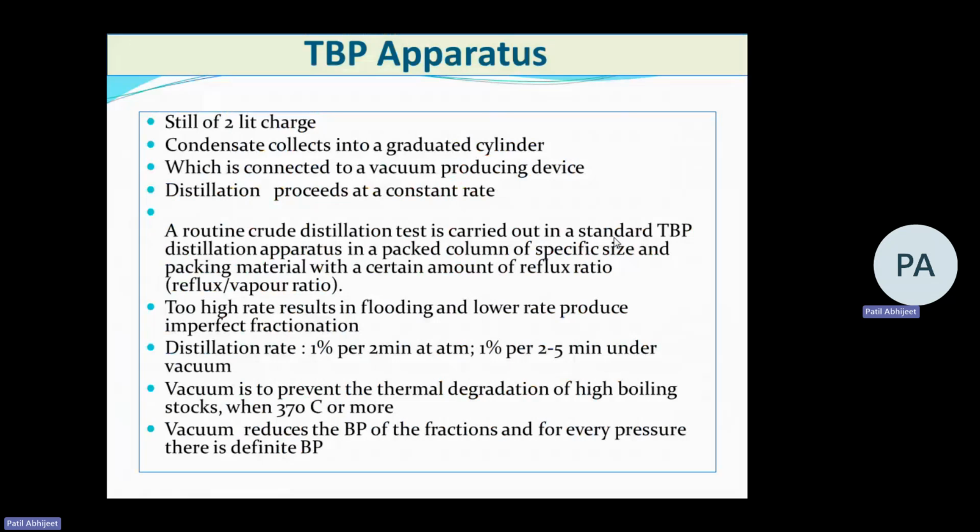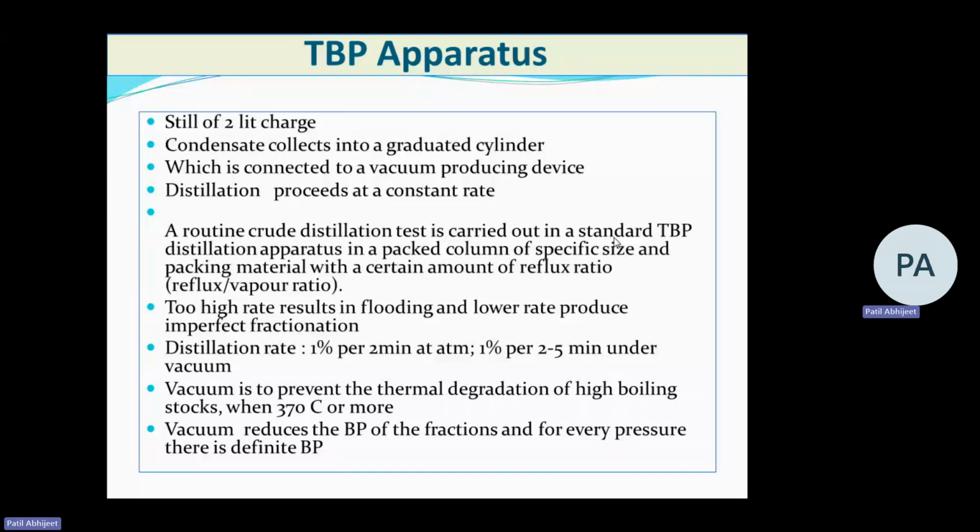So high reflux ratios are not preferred here, that is reflux to vapor ratio, because a high reflux ratio may result in flooding. A lower rate may produce some imperfect fractionation. If you ask me about the distillation rates, then distillation occurs at the rate of 1% per 2 minutes at atmospheric pressure. It may even occur at 1% per 5 minutes under vacuum distillation.